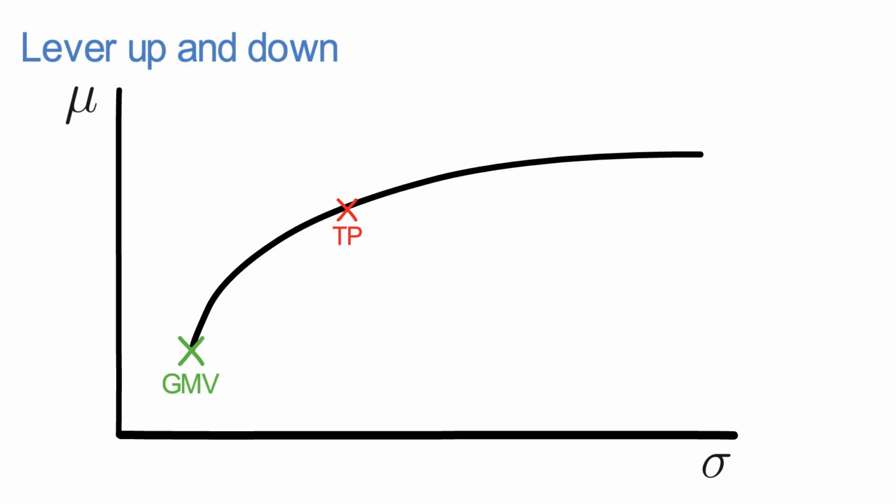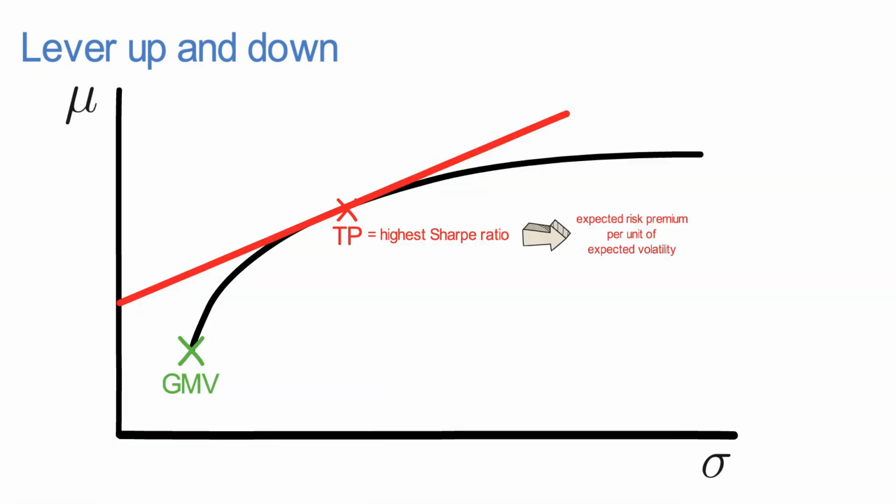The tangency portfolio is the efficient portfolio with the highest Sharpe ratio, where the Sharpe ratio is defined as the expected risk premium per unit of expected volatility. The tangent line that starts in RF and which touches the efficient frontier at the tangency portfolio is called capital allocation line.